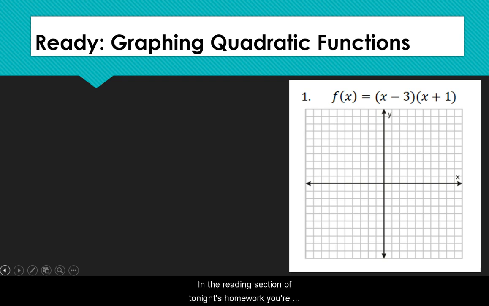In the Ready section of tonight's homework, you're going to be graphing the quadratic functions and identifying the key features, including the increasing interval, decreasing interval, the vertex, and the x and y intercepts. In this example, which is number 1 from your workbook, we're given the function f of x equals x minus 3 times x plus 1.